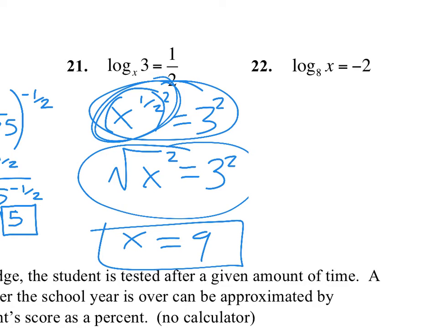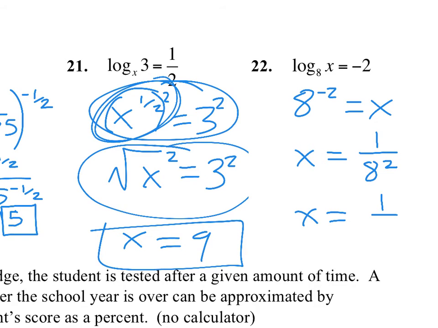Okay, for 22, the base is 8. 8 to the negative 2 equals x. We already have x by itself. We just need to simplify the other side. Remember that negative exponents can move. So we're going to move that to the bottom. There's a 1 on top. So this is 1 over 64. 8 squared is 64. So 8 to the negative 2 is 1 over 64.